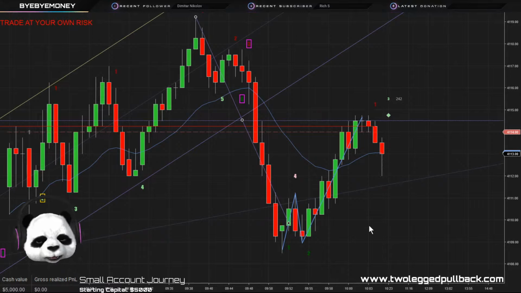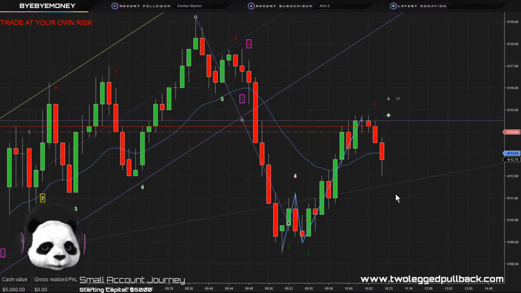As you guys know, the reason why I didn't take it is because we made 2 doji bars, and I'm not taking a trade after 2 doji bars. Call me a wuss, but I do not care.